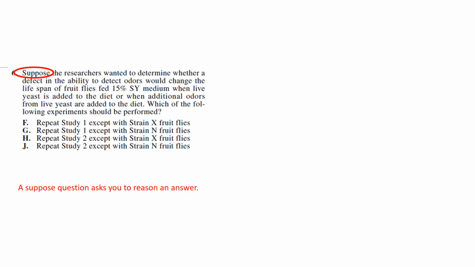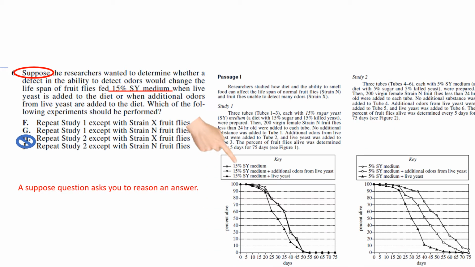The researchers want to determine whether a defect in the ability to detect odors would change the lifespan of fruit flies fed a 15% SY medium when live yeast is added, or when additional odors from live yeast are added. Which of the following experiments should be performed? So we want to say, first, the 15% SY medium is study 1, so we have to repeat study 1, and then we also, the ability to detect odors is what we're testing. So N is normal, X lacks smell. So we want to repeat study 1 with strain X flies in order to test that hypothesis.